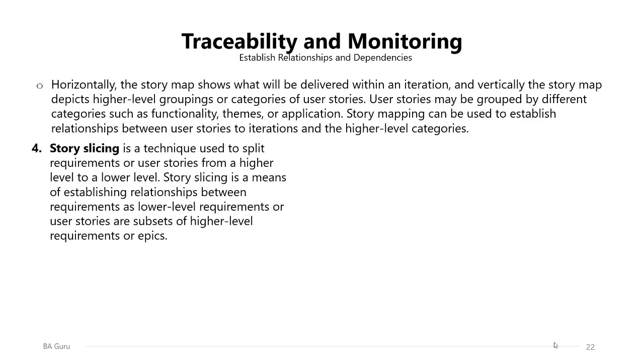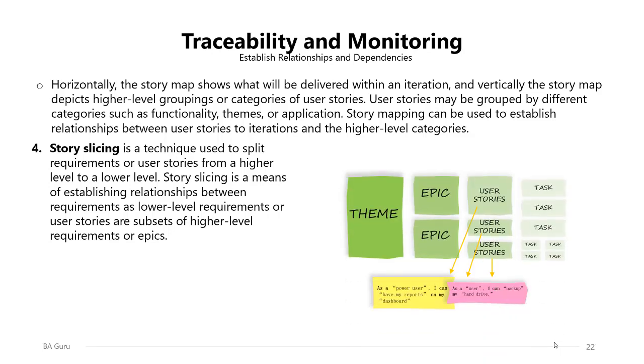Now, another technique is story slicing. It is also used in an agile environment. It's a technique used to split requirements or user stories from a higher level to a lower level. In some cases, you will have big user stories which you need to decompose or slice down to smaller parts. Story slicing is a means of establishing relationships between requirements, as lower level requirements or user stories are subsets of higher level requirements or epics.